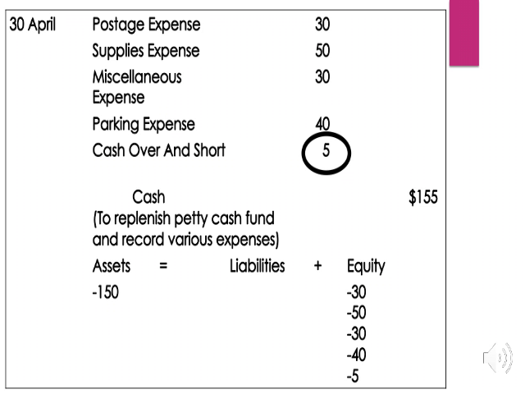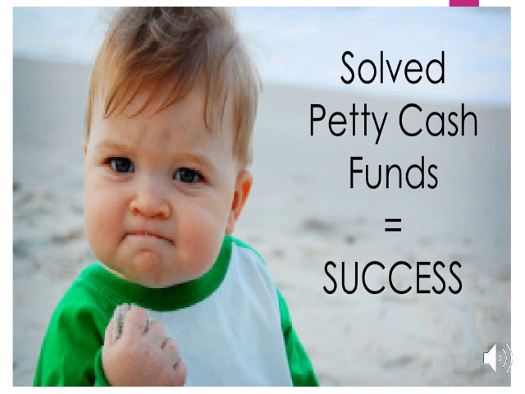In this journal entry, the cash over and short account is debited, indicating an increase to expenses. And that is it. Finally, we have done it. Petty cash funds.